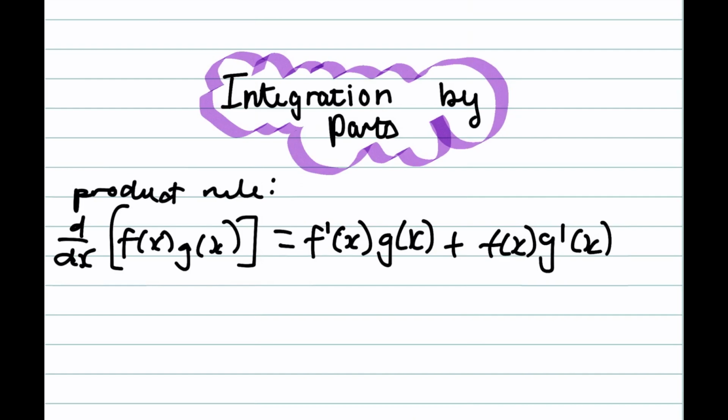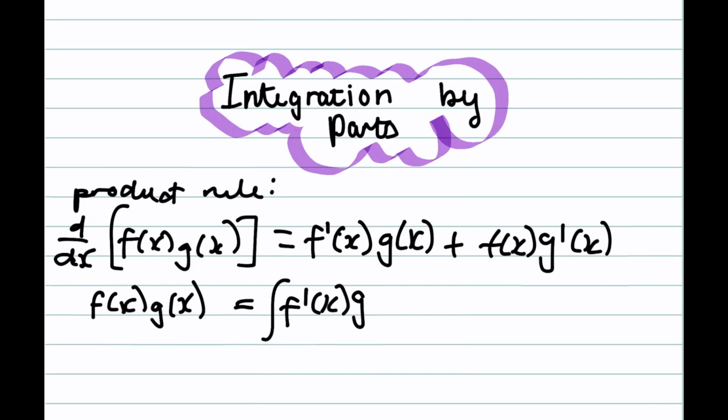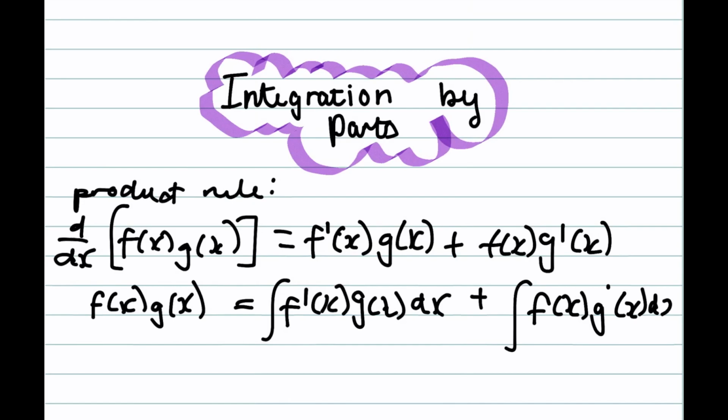And now say we want to take the antiderivative of both sides. So the antiderivative of the left-hand side is f(x) g(x). And on the right-hand side, we're going to have the integral of f prime x g(x) dx plus the integral of f(x) g prime x dx.